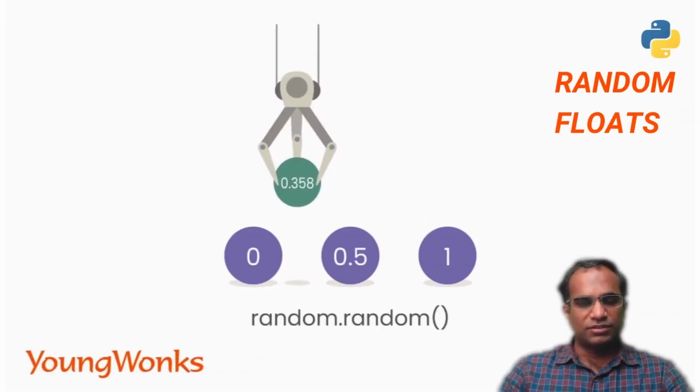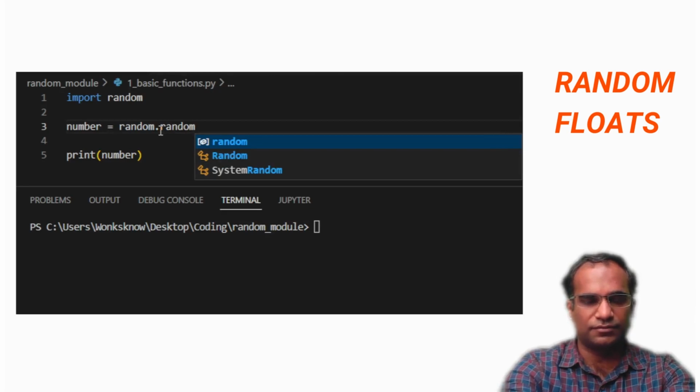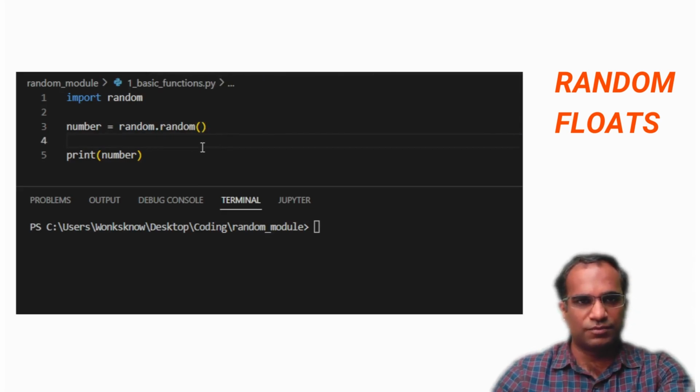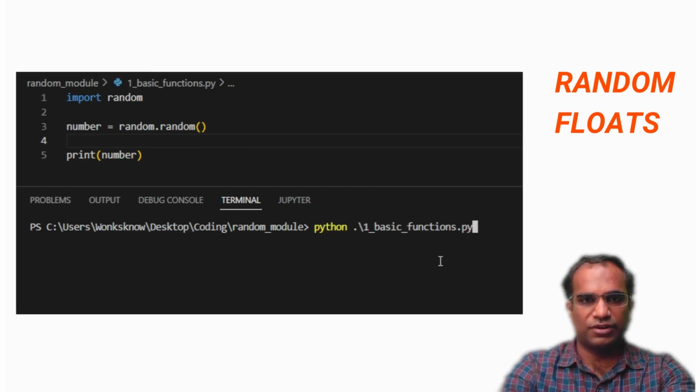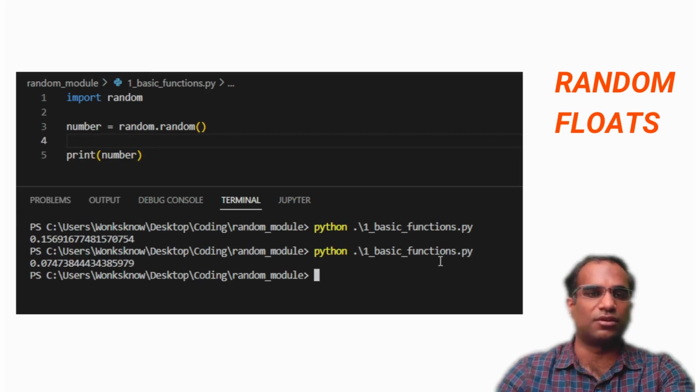The next random function we will look at is random.random. This allows us to generate a decimal number or a floating point number between 0 and 1. Let's take a look at how we would go about this. I'm going to modify what we had earlier with random. Now this does not take any arguments because the limits are already known and they are fixed. And when we try to run this, we get 0.15 and so on, and we can keep running this and it will always give us a number between 0 and 1.